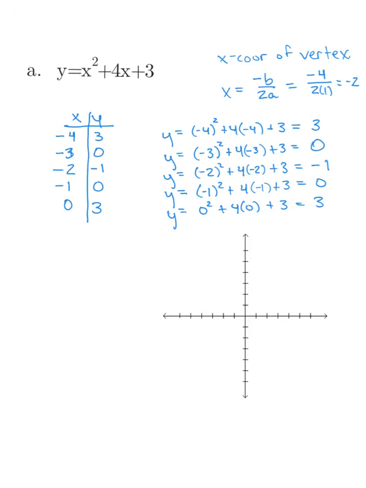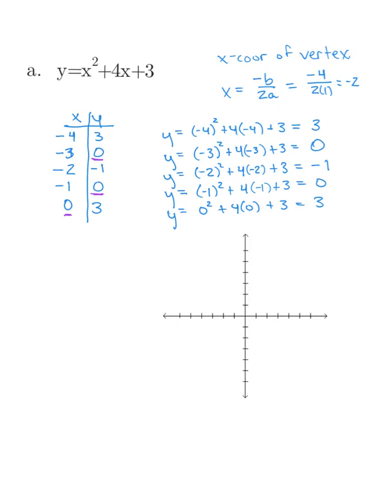If you notice here, we have our vertex at negative 2, negative 1. If you notice on either side of the vertex, again, we have the same y values. So for instance, if we go 1 away from the vertex, we get 0s. 2 away from the vertex, we end up with the 3s. Also, one of the nice things that we have is we have our x-intercepts. That is when y is equal to 0. We have our y-intercept, which is when x is equal to 0. So we have all of the key things that we need in order to graph this parabola.